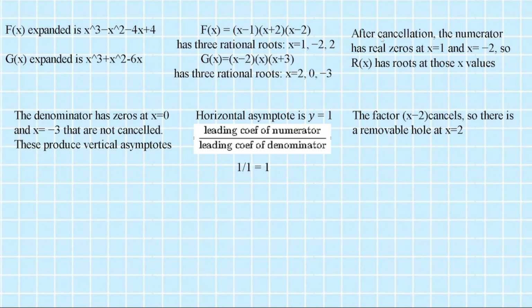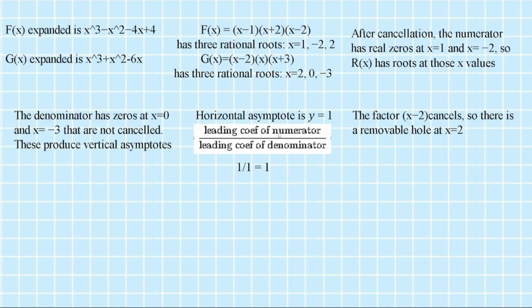After cancellation, as I mentioned, since both the numerator and denominator share this x minus 2, we can cancel it out, and we see that it has the real zeros of x equals 1 and minus 2. So r of x, the entire function, has roots at those points, since that's where the entire function will be equal to 0. And we look at the zeros purely in the denominator, which are 0 and negative 3 after cancellation. Those produce vertical asymptotes, since when x is equal to 0 the function will not exist, since we can't divide by 0.